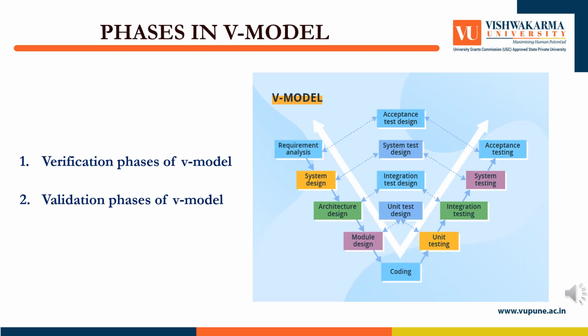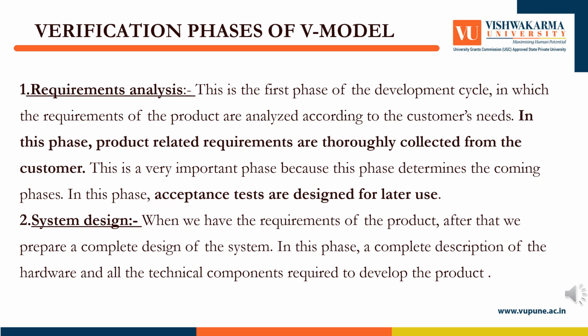Phases in V model. There are two types of phases in V model: verification phases of V model and validation phases of V model. The verification phases of V model include requirement analysis, system design, architecture design, module design, etc. First of all, the requirement analysis. This is the first phase of the development cycle of V model, in which requirements of the product are analyzed according to the customer's needs. In this phase, the product related requirements are collected from the customer, and after that, the requirement analysis document will be ready.